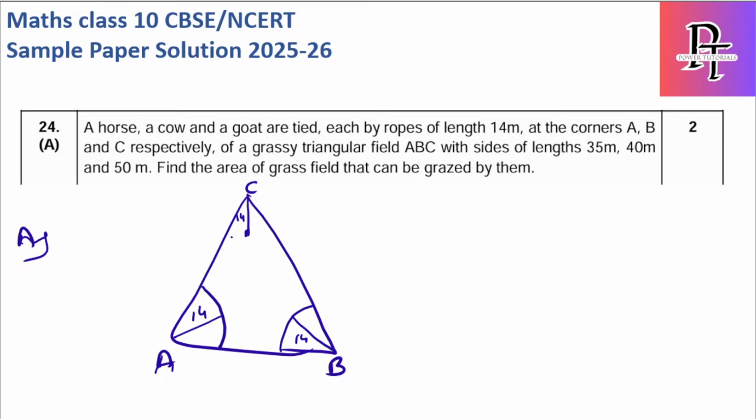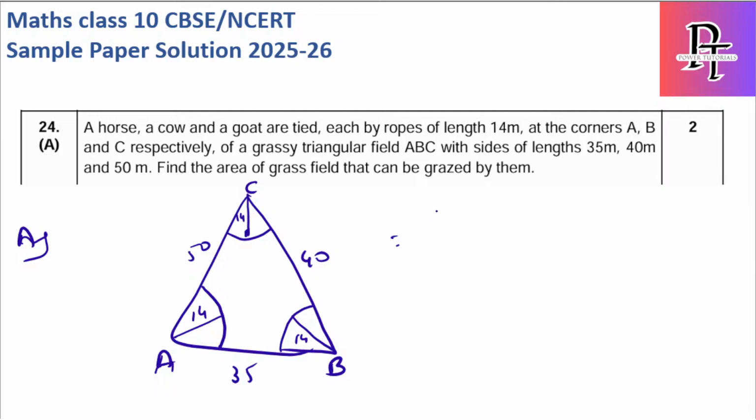This again will be a sector, and this again will be a sector. And the sides they have mentioned are 35, 40 and 50. Okay, we need to find how much total grass they have grazed. So simply we need to find the sum of all 3 sectors.